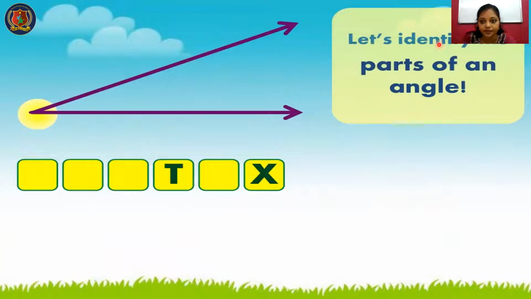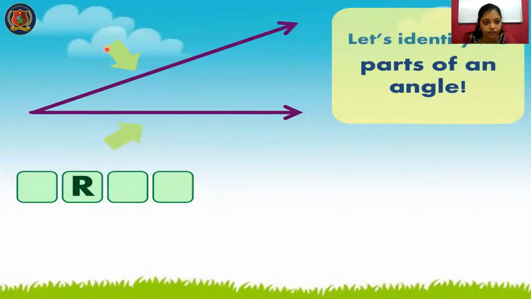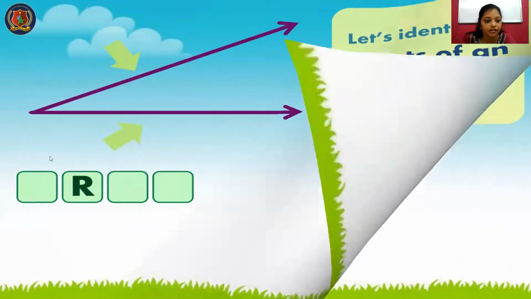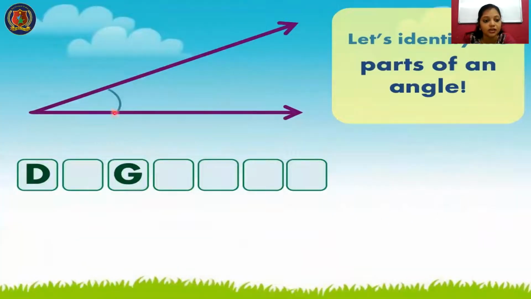Here, let's identify the parts of an angle. Can you guess what this part is? Yes, this part is the vertex. Now the next part we are going to identify. Can you guess what this one is? This is arms. These two lines, we call arms. You may say, ma'am, you told already rays only, no, ma'am? When it is forming an angle, these two lines we call arms. So what is the next part, children?